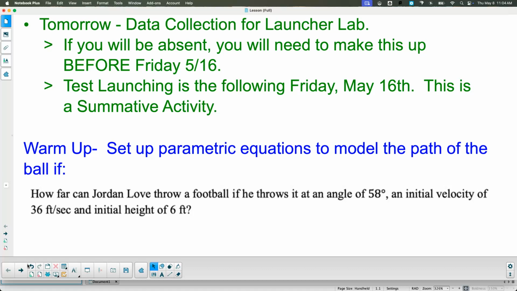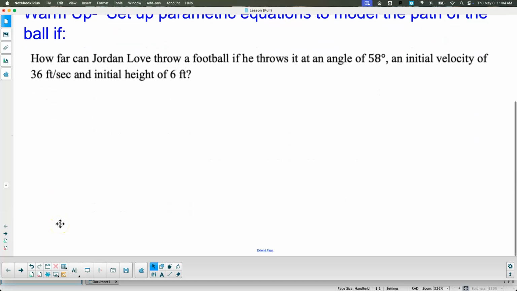Okay? So with that being said, as a warm-up today, set up the parametric equation to model the path of the ball. If we've got how far can Jordan Love throw the football, if he throws it at an angle of 58 degrees, an initial velocity of 36 feet per second, and an initial height of 6 feet. Set up those equations right now for me, please.